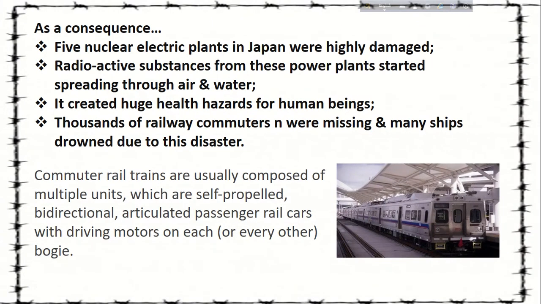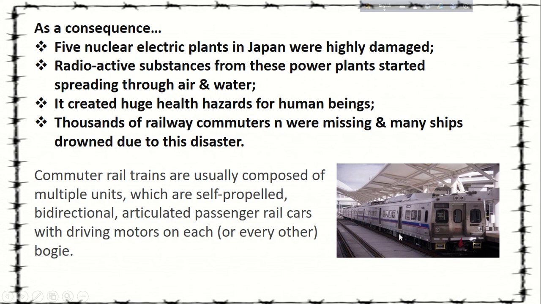As a consequence, what happened? 5 nuclear electric plants in Japan were highly damaged. Radioactive substance from these power plants, that means uranium, thorium and the like, started spreading through air and water. It creates a huge health hazard for human beings. Thousands of railway commuters were missing, and many ships drowned due to this disaster.